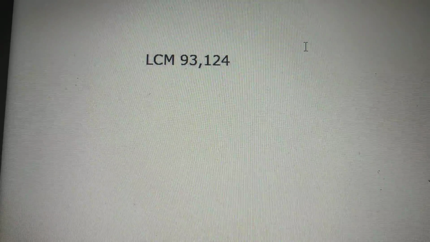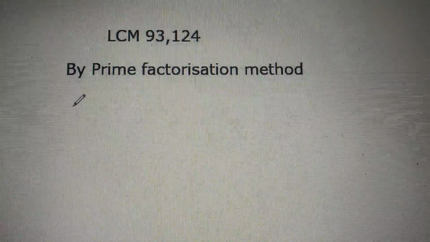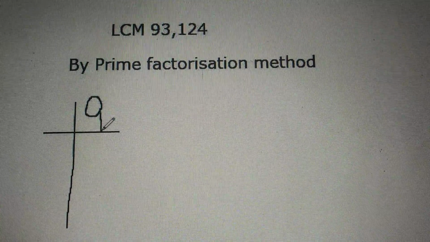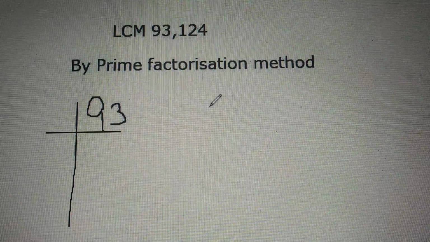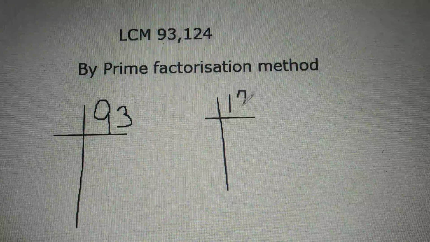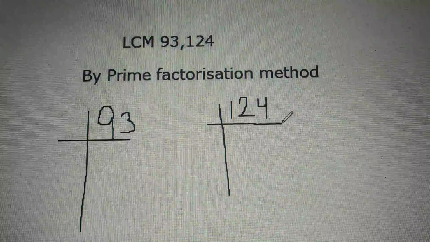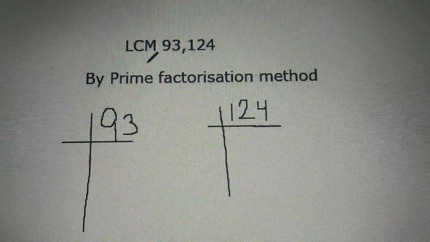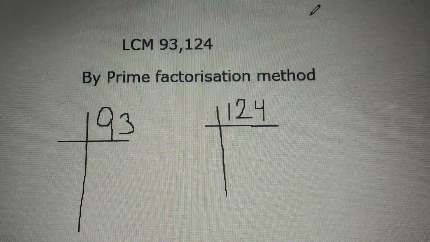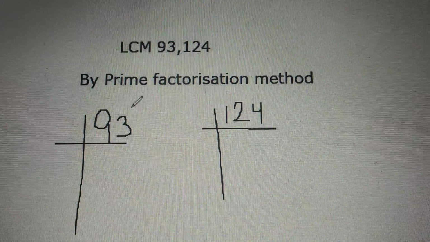The first method is the prime factorization method. In factorization, we make factors of 93 and 124 individually. We will start with 93. Now I have to check which table 93 comes in. You all have done divisibility rules in class 4. So I can see here that 93 has 3 in its ones place, so it cannot be divisible by 2.